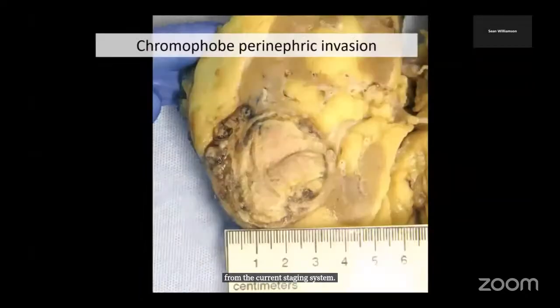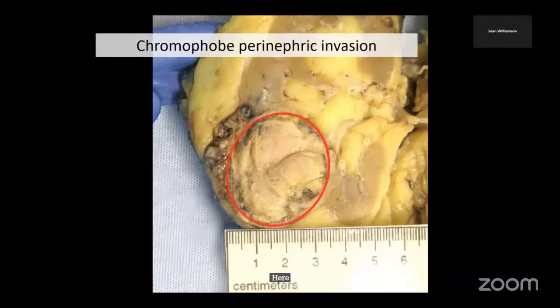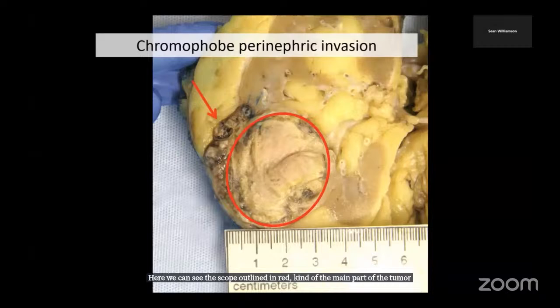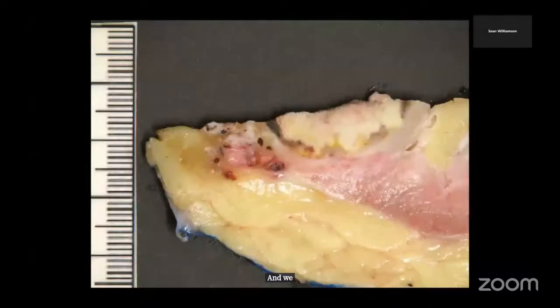This is an example that I thought was reasonable for perinephric fat invasion, and actually the tumor was a chromophobe renal cell carcinoma. Here we can see this outlined in red, kind of the main part of the tumor, and then this area with the red arrow, there are a few nodules that are kind of at the edge of the tumor there. And we look at a different slice grossly.